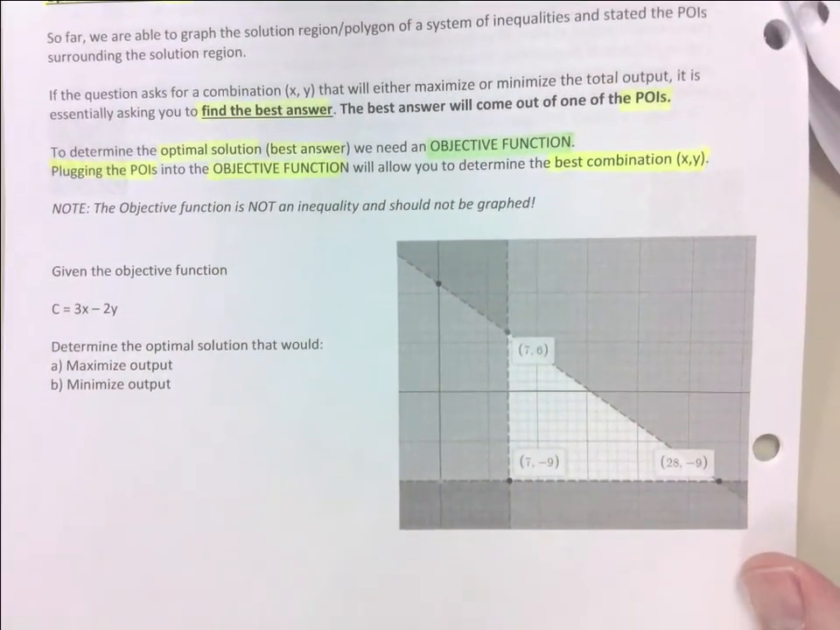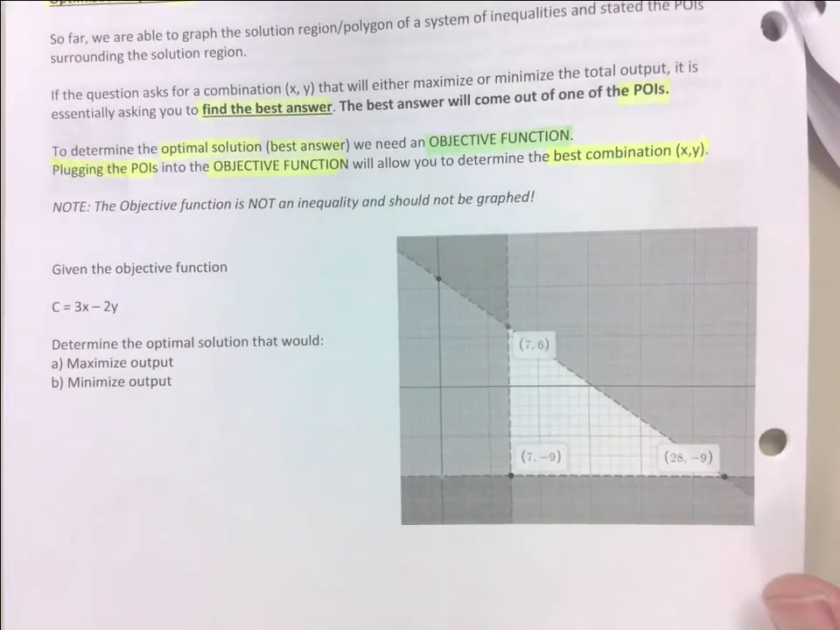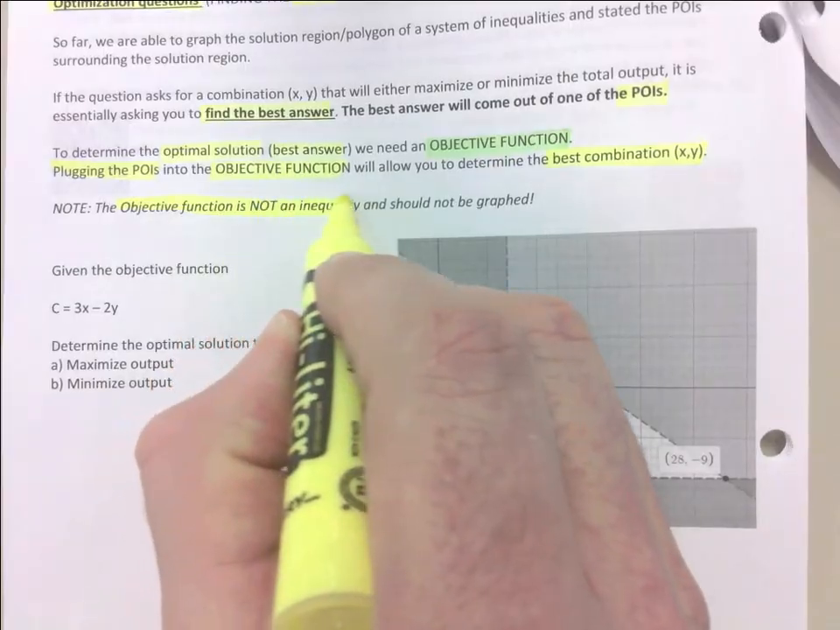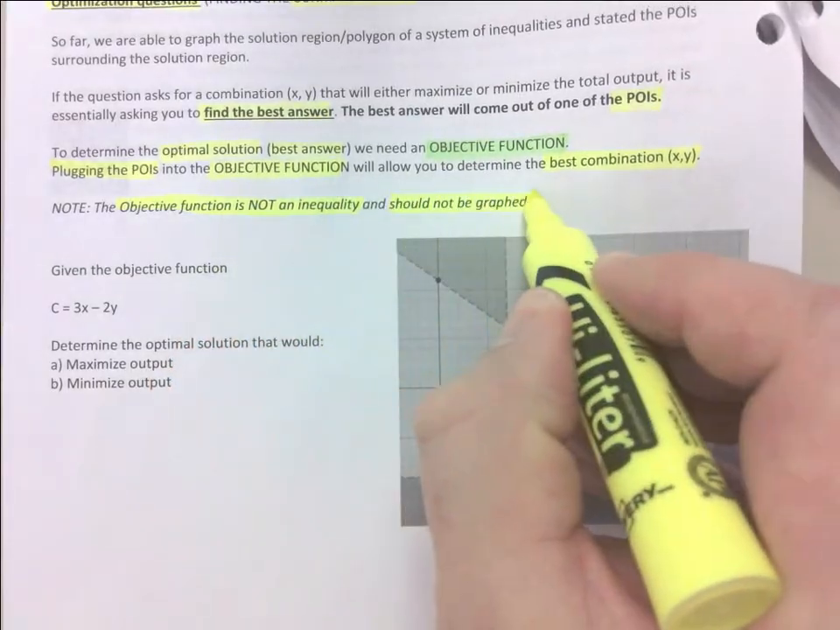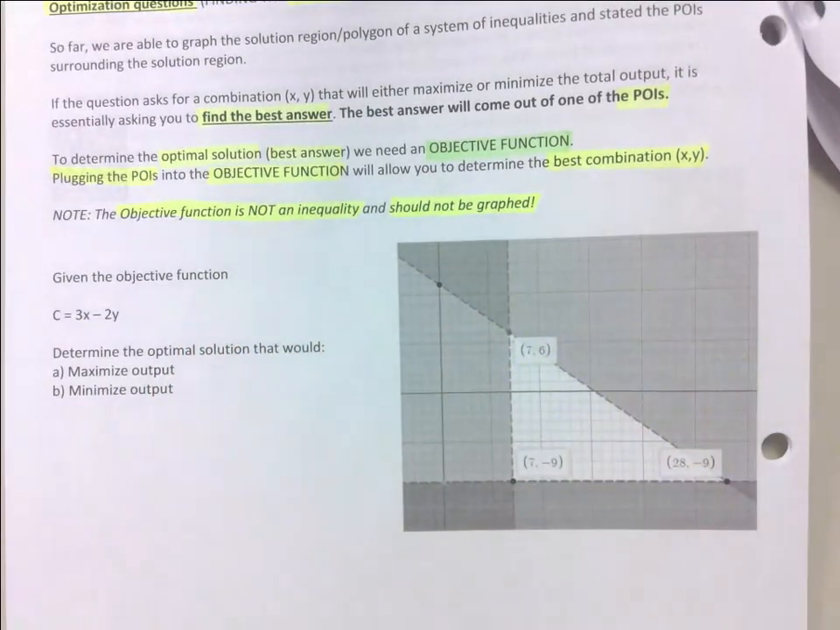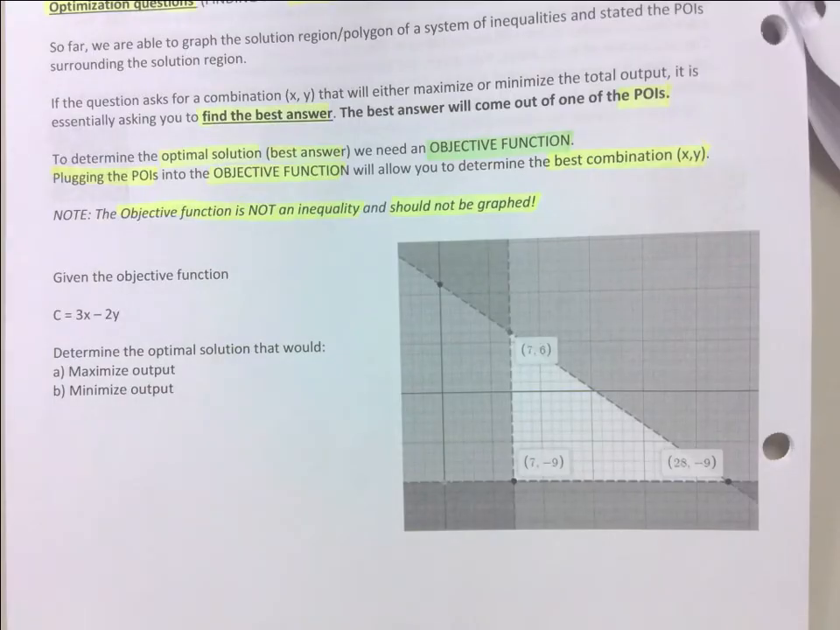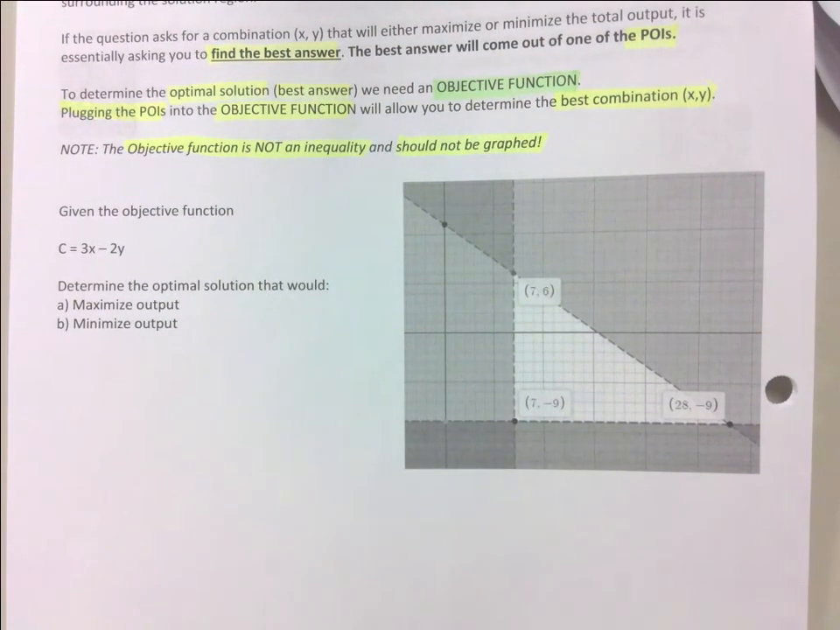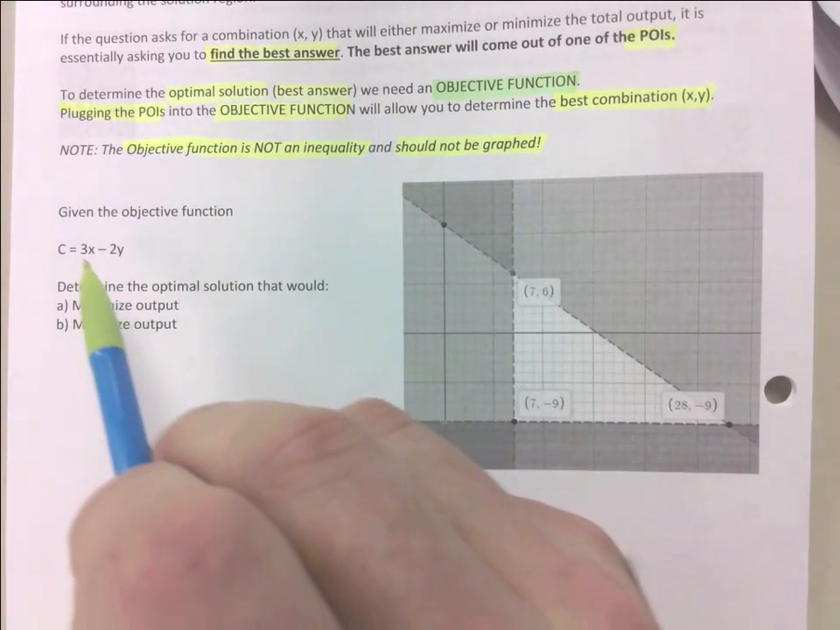I'm saying the same thing in multiple ways. The objective function, however, is not an inequality and should not be graphed. Some students try to graph the objective function. It's a function, not an inequality. You're with me, right? It's very important that you grasp this last little piece, because sometimes students leave this blank since it's toward the end and we didn't have a whole lot of time to focus on it.